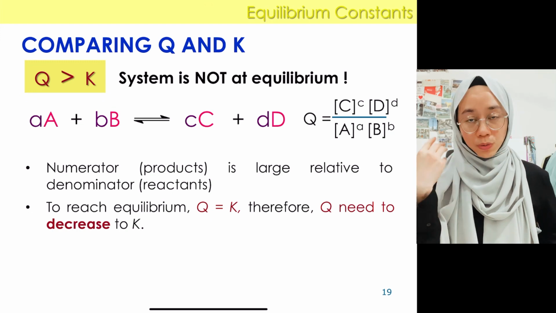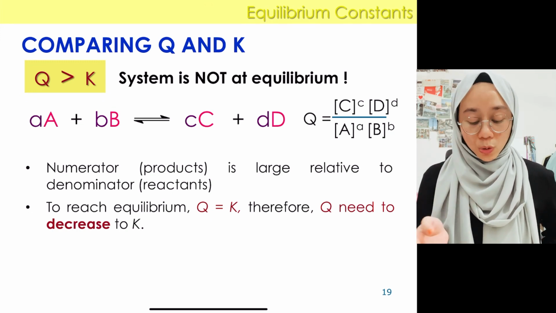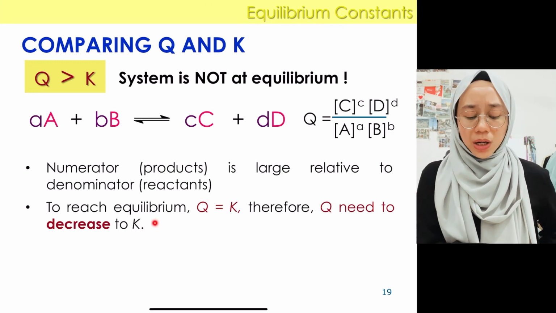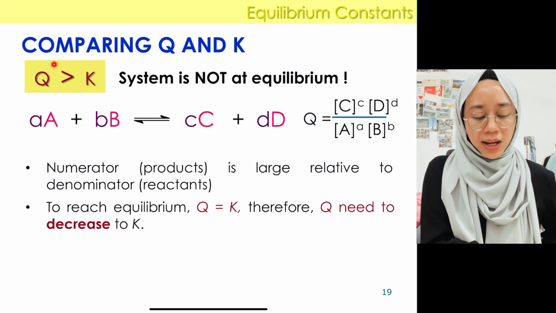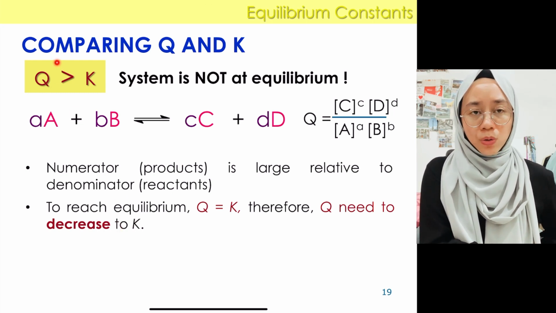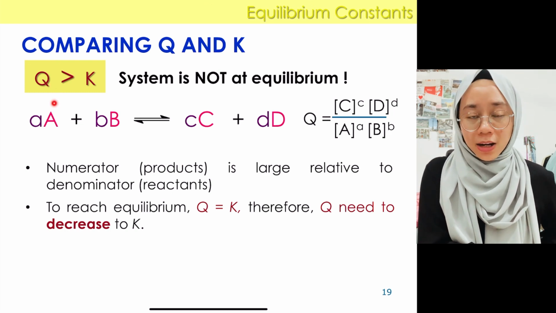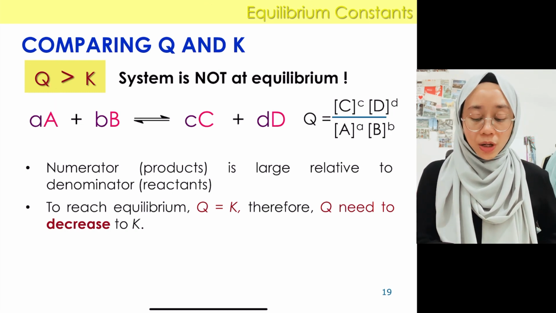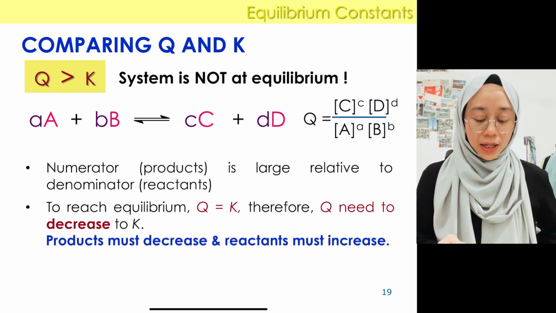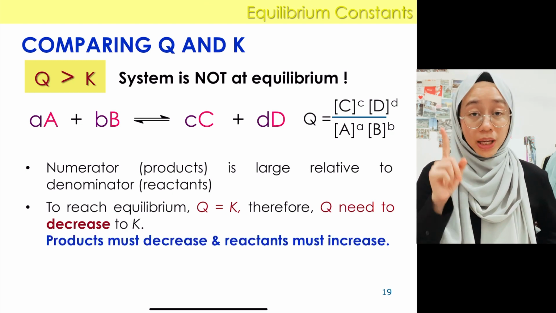So in order to reach equilibrium, untuk dapat Q equals to K semula, bermaksud the Q need to decrease then. Okay, sebab Q ni kan value dia lagi tinggi, so in order untuk dia sama dengan K, so Q punya value ni kena kita kena rendahkan then. So macam mana kita nak rendahkan? Bermaksud the product now yang perlu decrease, meanwhile the reactant pula perlu increase.